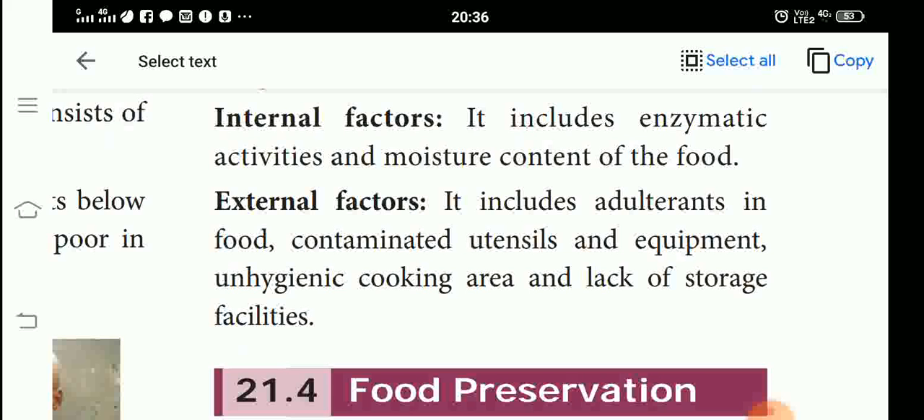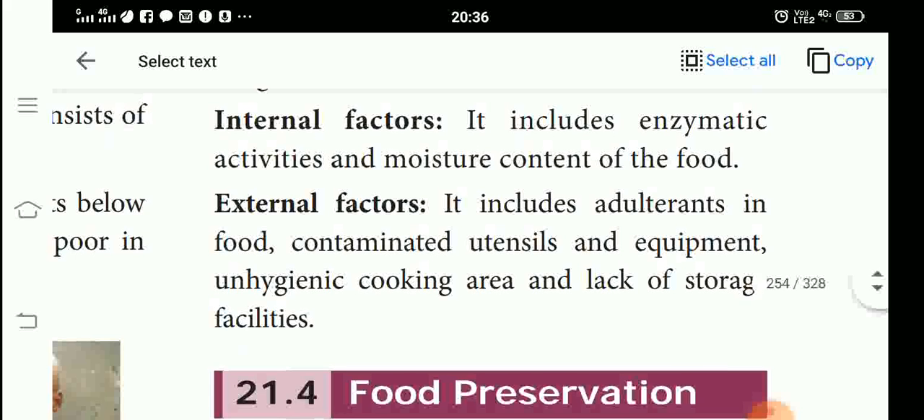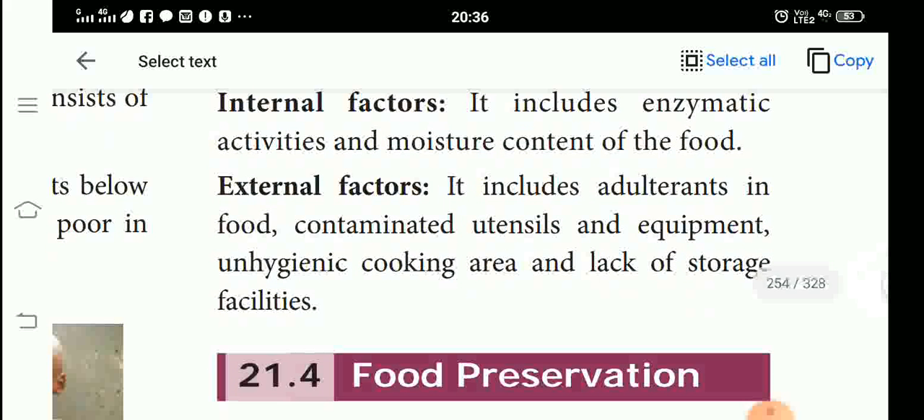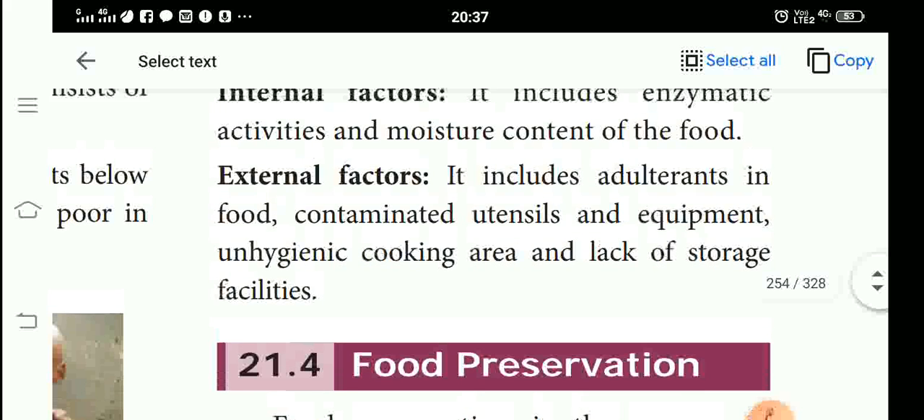Adulterants means we are adding any color, so it will contaminate the food. Then contaminated utensils and equipment. You notice that all your mothers, before cutting the vegetables, clean the vegetables in water. Why are they cleaning? To remove the dirt. So contaminated utensils and equipment, that is unhygienic cooking. Without cleaning the vegetables, without cleaning the vessels, when we cook, what will happen? It will lead to spoilage of the food items. So that is contaminated utensils and equipment.